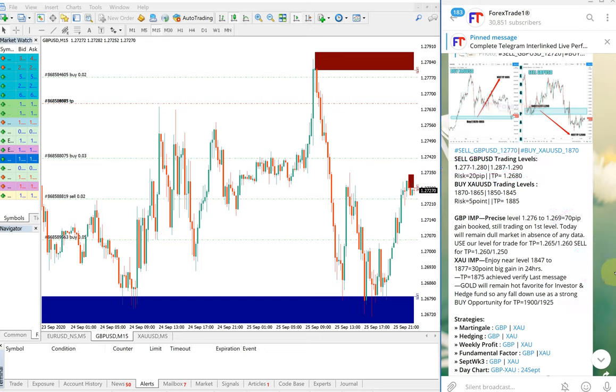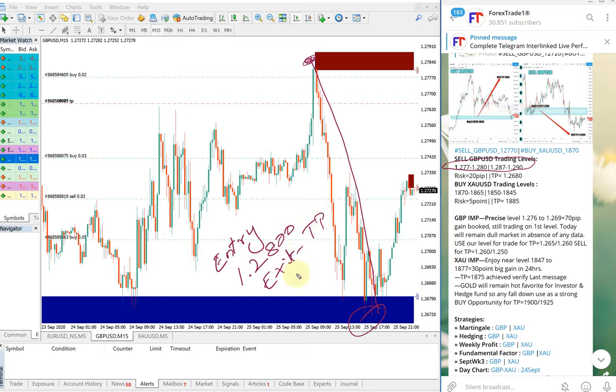As you can see on the chart, the entry range given on the signal is 1.277 to 1.280, and you can see it performed precisely from that range. This is the sell call all the way down to here. You can say entry at 1.280 and exit at TP 1.2670, which is about 110 pips gain.